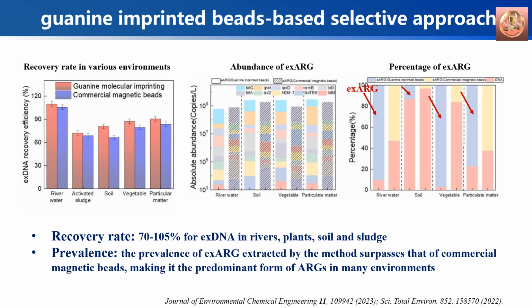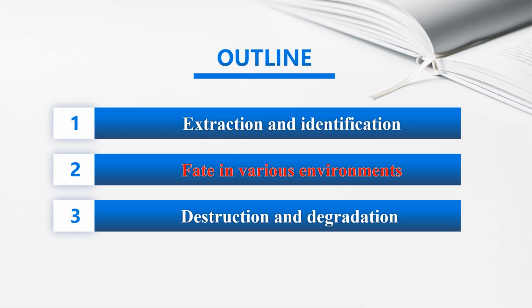We use these materials to extract eDNA from various environments, and we found that the recovery rate is among 70% to 105% for eDNA in rivers, plants, soils, and sludge. And we also found that the prevalence of ERGs using this method is significantly higher than with the commercial magnetic beads, and this made ERGs become predominant in various environments.